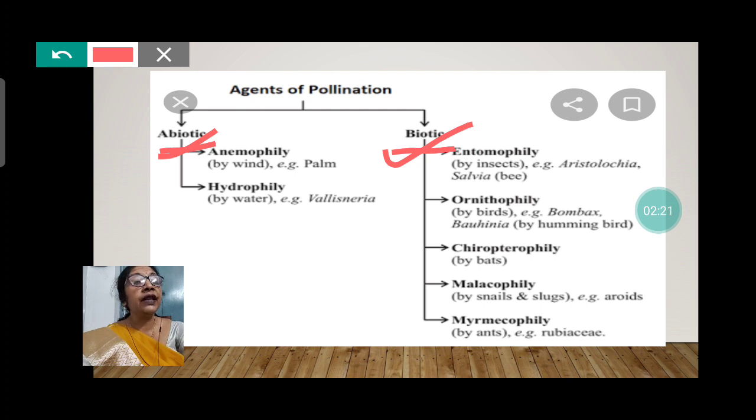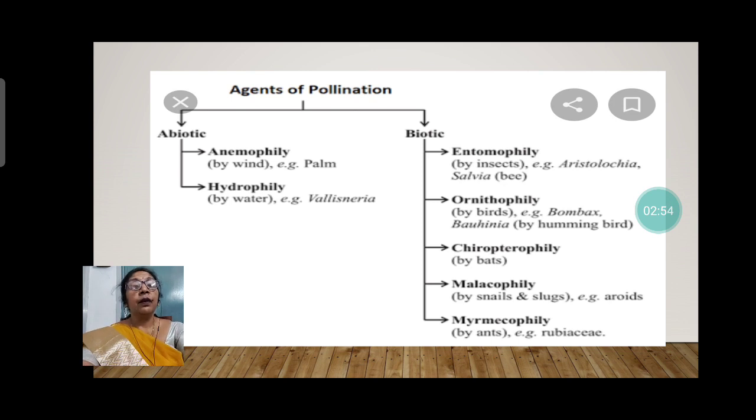Now the next one is ornithophily. Ornithophily means pollination with the help of birds, as in case of Bombax and Bauhinia. Next, bats also help in pollination, and such pollination is called chiropterophily. If pollination occurs by snails, it is called malacophily, and if it occurs with the help of ants, it is called myrmecophily. In this way we have discussed the different agents of pollination.